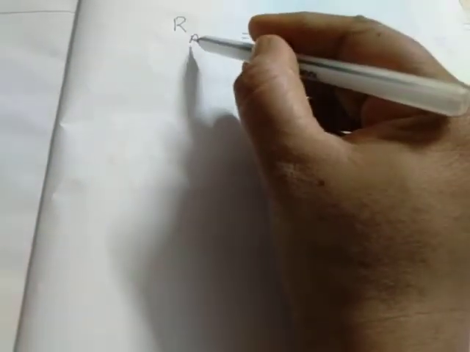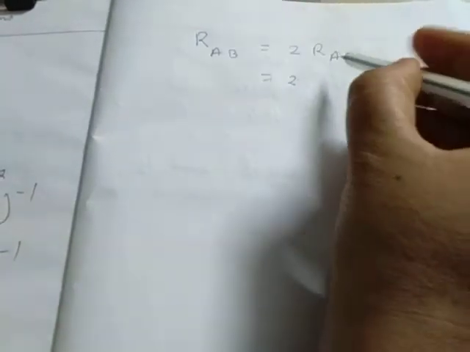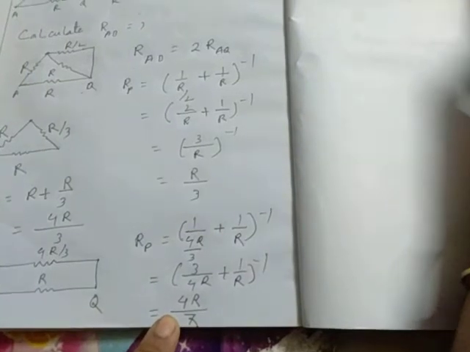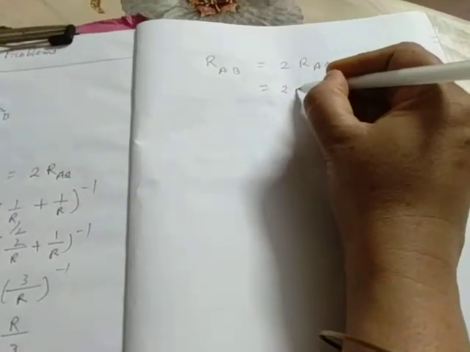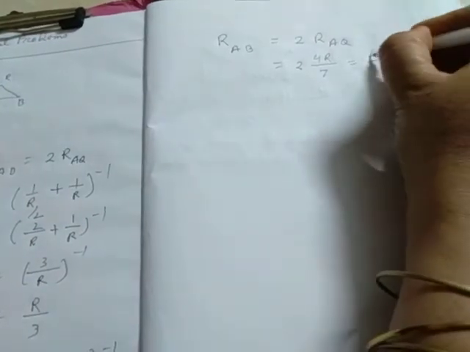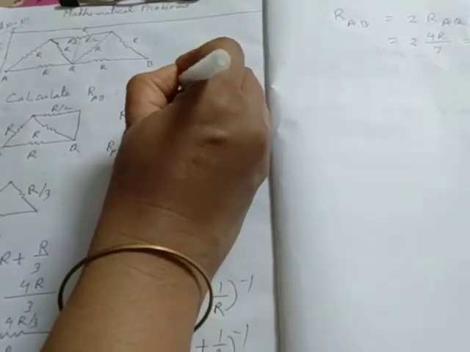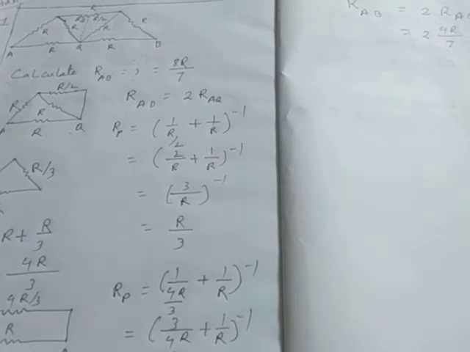So I have told you the equivalent resistance RAB is twice the equivalent resistance between A and Q. And the equivalent resistance between A and Q we have already found out, that is 4R/7. So here we will put the value 2 into 4R/7, that means 8R/7. So the equivalent resistance RAB equal to what? 8R/7. That is the answer.